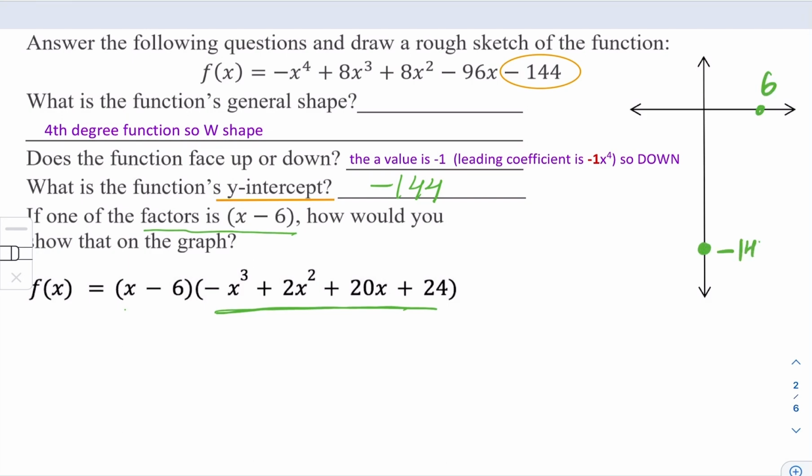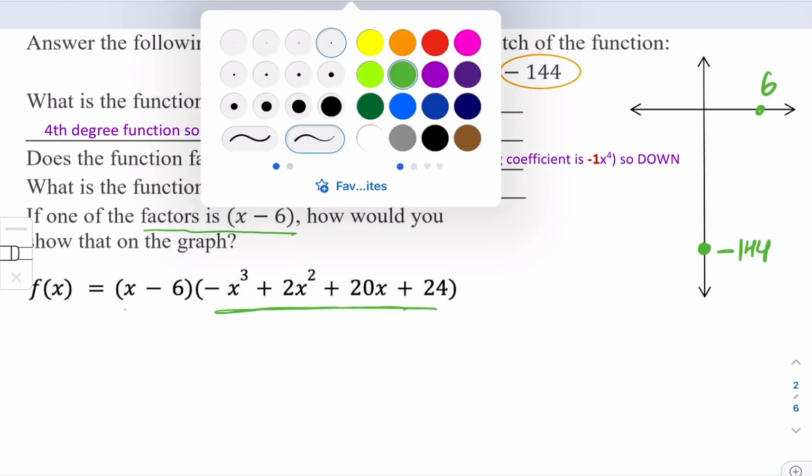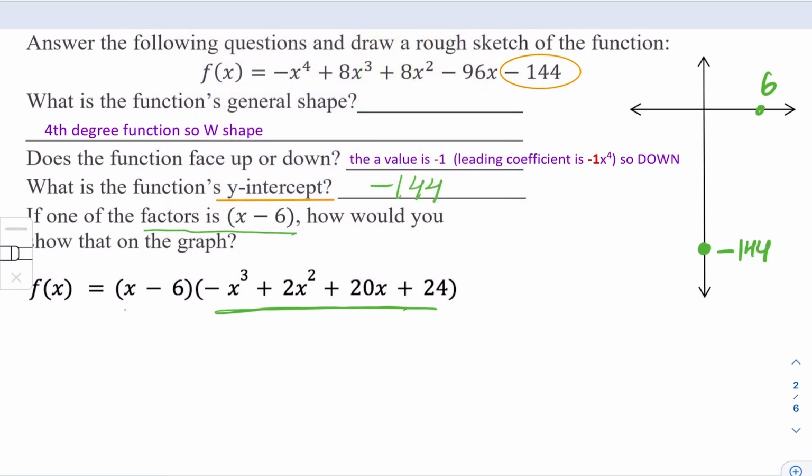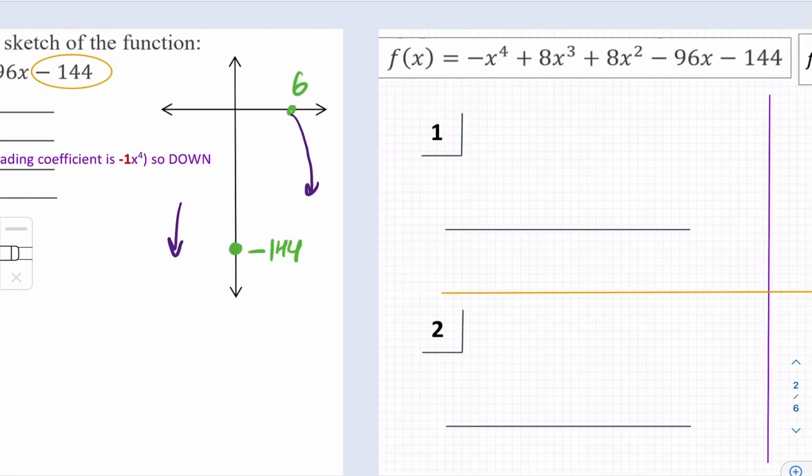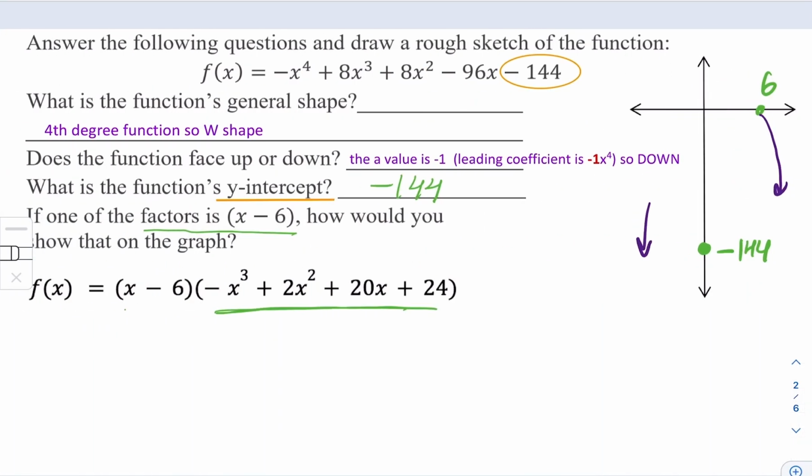x-intercept. We know the y-intercept. We definitely know our end behavior looks like this, so it touches this, and there's something happening over there. We don't know what's happening in between. So we already had a rough sketch. We're going to make it more detailed now. So we're going to take this, and we're going to use synthetic division again, and we're going to see if we can factor it completely.